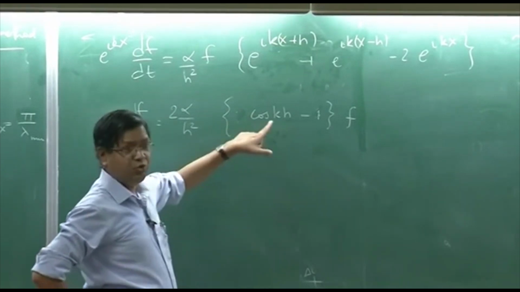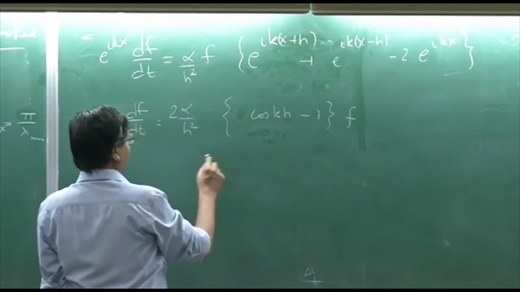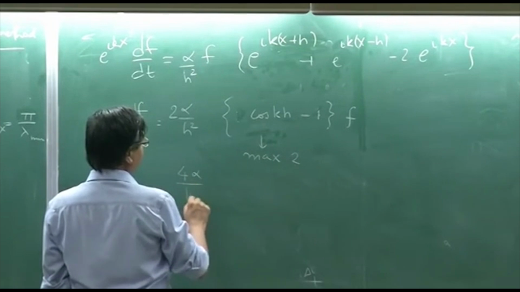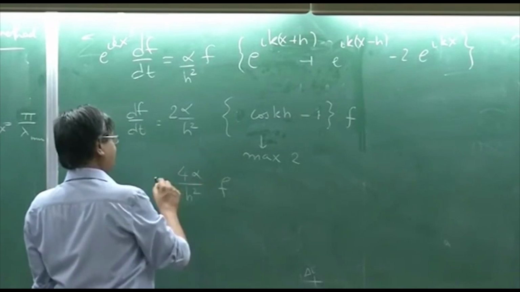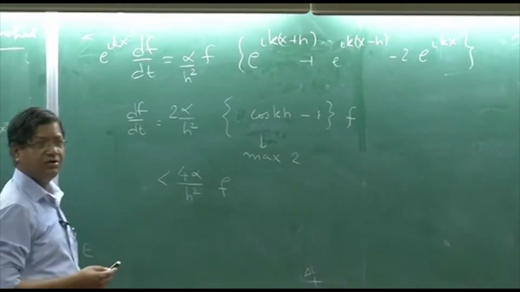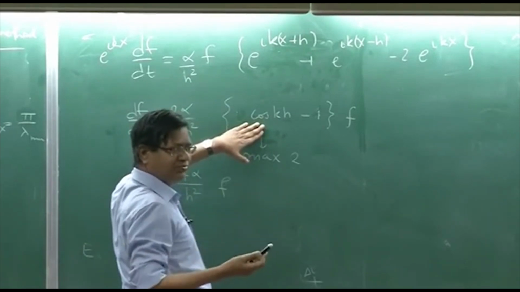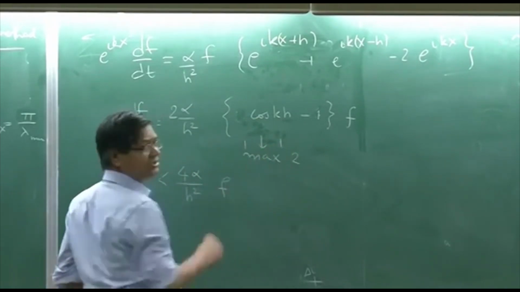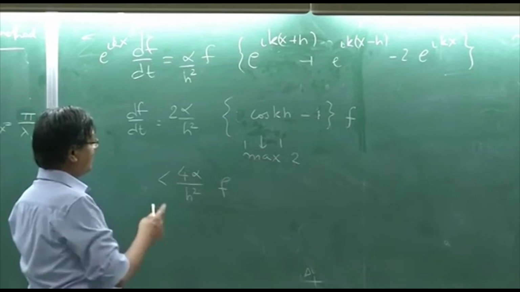So this can become 2, right? Max is 2. So max is 2, so I get 4 alpha by h squared. So this is bounded. Okay, so make it minus 1, then you get minus 2. So the modulus of this, the max, is 2. So for this case, stability.